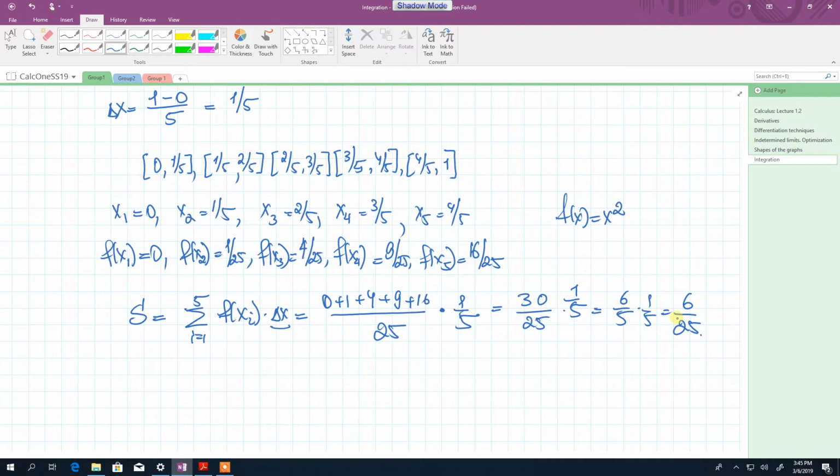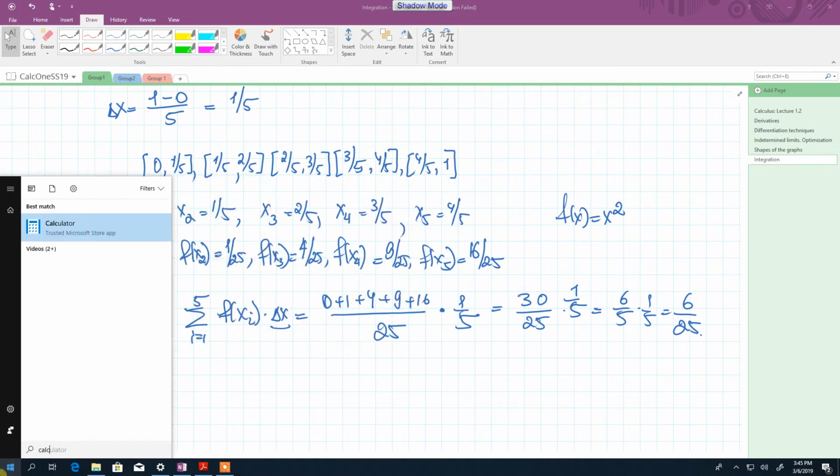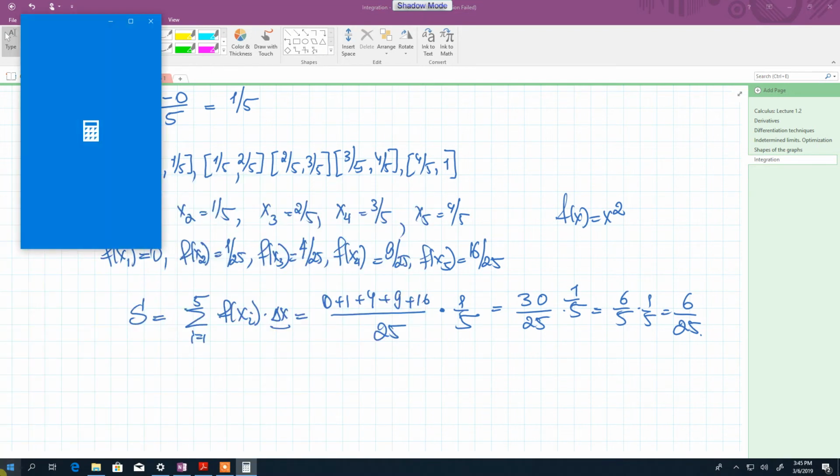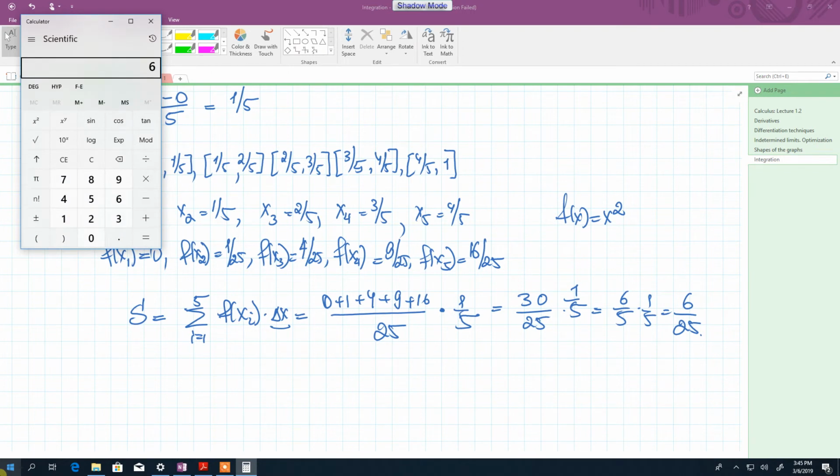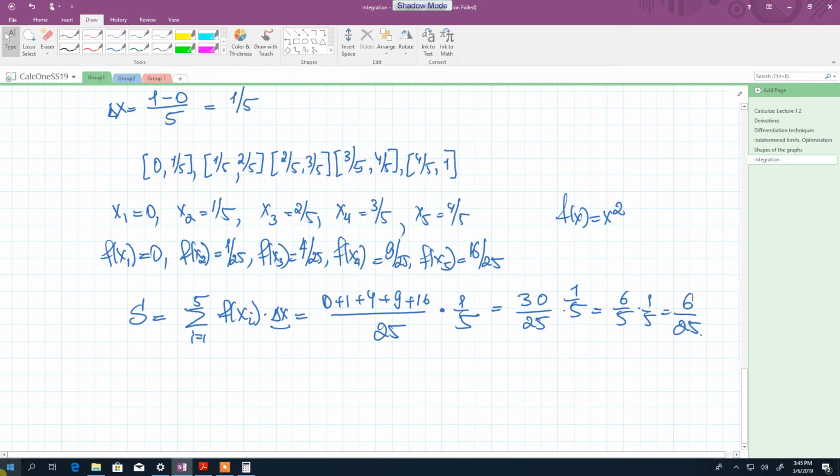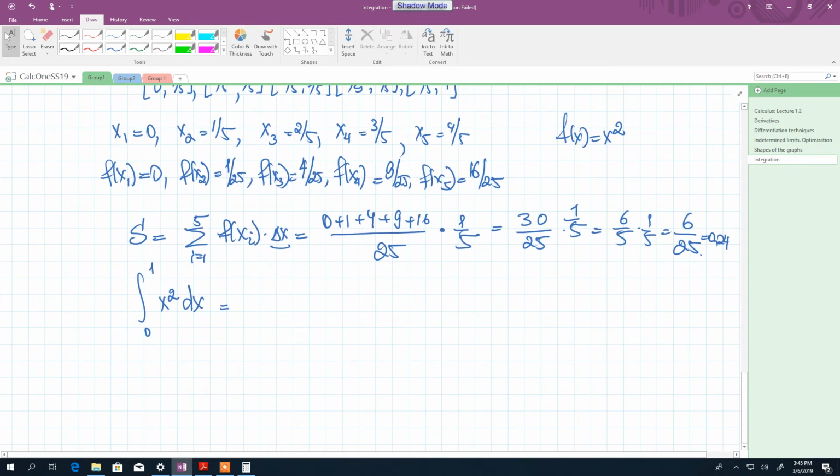So what will be 6 over 25, by the way? 6 over 25 is 0.24. Right? So 0.24. So what is the actual result? The actual result is the integration of this curve from 0 to 1, right? So let us go a little bit further. We will learn this now, or later. So this will be x cubed over 3 from 0 to 1. This will be simply 1 over 3, right? Which is roughly 0.33.